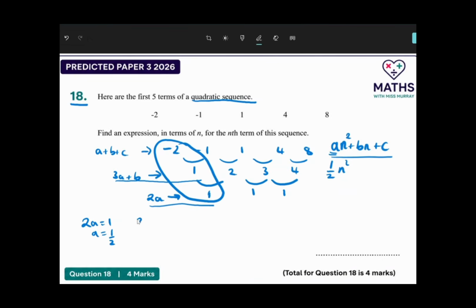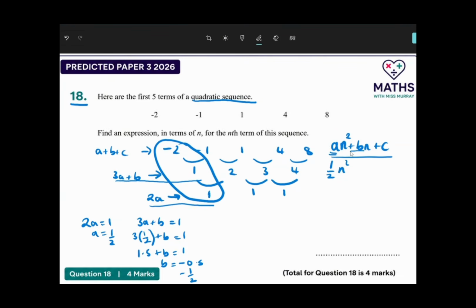So I'm going to go up next and I'm going to use that there. So I've got 3a plus b is equal to 1. However, I already know that a is a half, so I can do 3 lots of a half here, plus b equals 1. Well, 3 lots of a half, half of 3 is 1.5, plus b equals 1. Well, I subtract the 1.5, 1 take away 1.5 is going to be negative 0.5, or you can put negative a half, so that you keep the same format, but it doesn't matter. So I now know that b is negative a half.